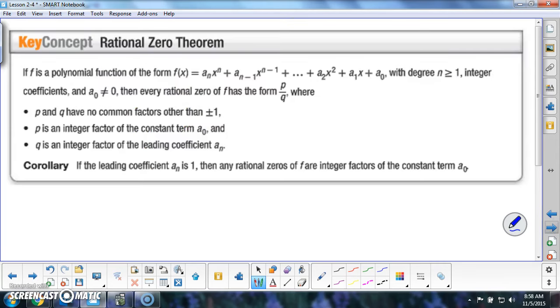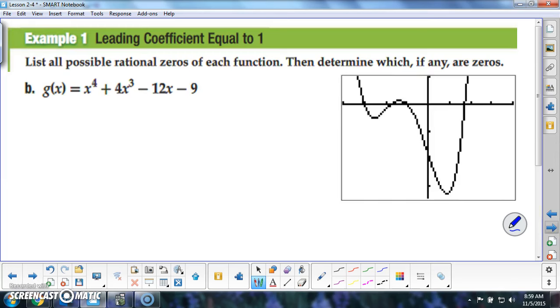Now we have a theorem called the rational root theorem. It looks really complex. It says if you have a polynomial function written in descending order, then every rational zero has the form p over q, where p is factors of your constant at the end, and q is factors of your leading coefficient at the beginning. So a couple of examples to help you understand this rational root theorem. It says list all possible rational zeros of each function, then determine which, if any, are actually zeros.